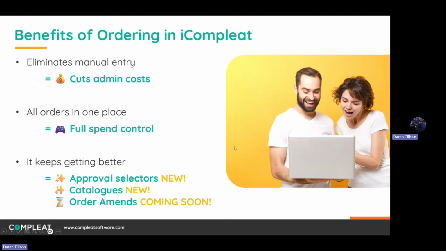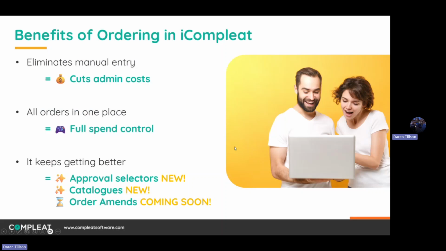Do go and have a look, but by raising orders in iCompleat, you can have the budget module working alongside that, so requisitioners and approvers can see if they are in or over budget. And obviously you've got all the reporting tools, so with the custom report writer that's now available, you can build your own reports around there, so it's keeping it all in one place to give you that overall view.